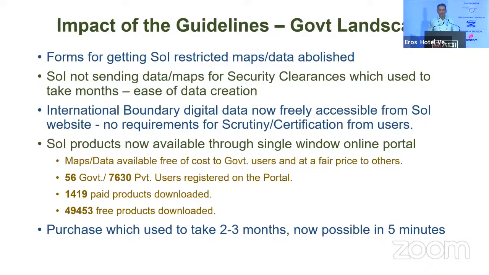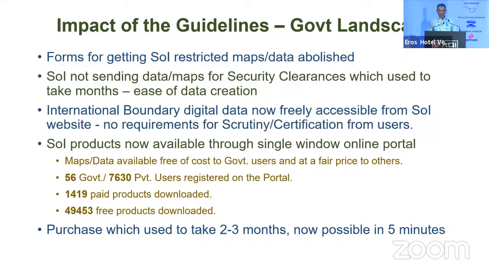And now the security clearance, which was earlier required, is not there. Also, for international boundary data, anyone who was making maps with the international boundary in it needed to go to Survey of India to get it certified. That has also been done away with. Now the international boundary map is there on the Survey of India website. You just have to check and confirm that it is in line with the international boundary which has been provided.